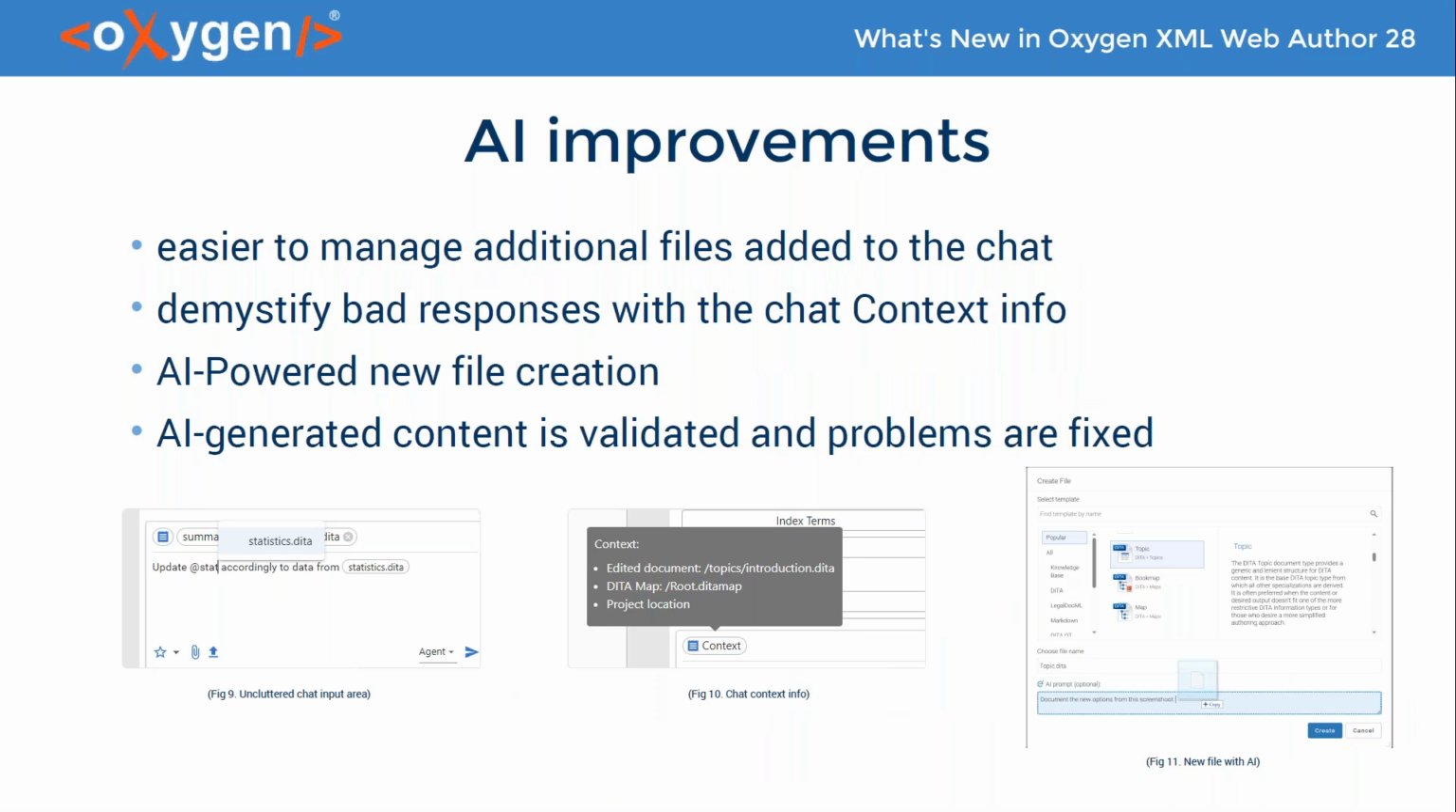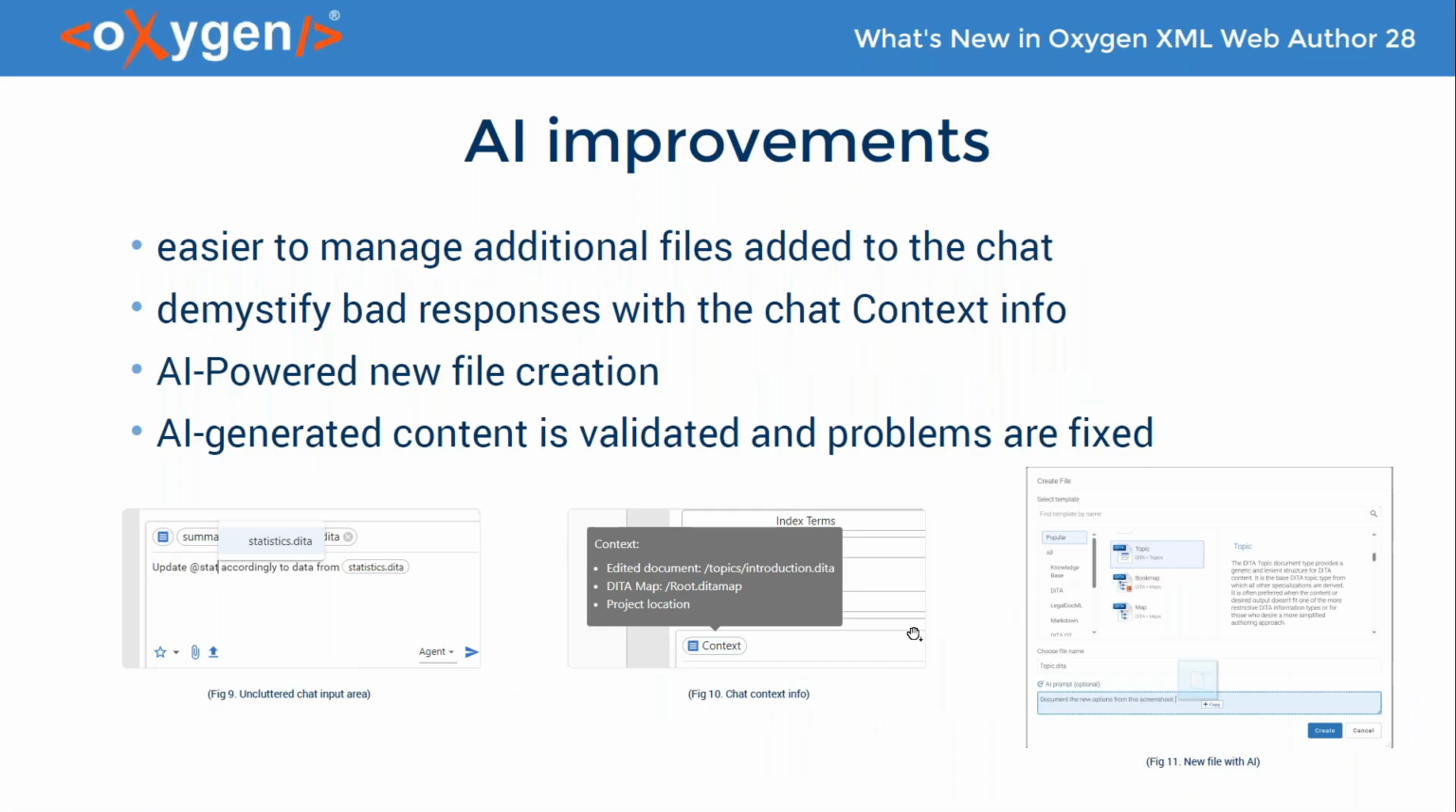I want to mention here that now it's easier to manage additional files in the chat input. When you add a file attachment to the chat, it's not added inline inside the message, it's added above it, like a context file to the message. But if you press the add sign, you can insert it inline and refer precisely to that file.